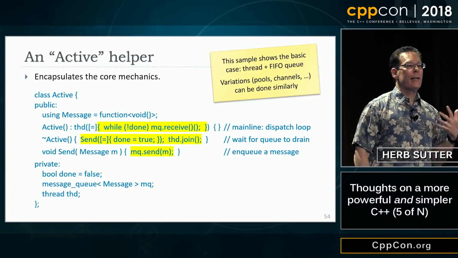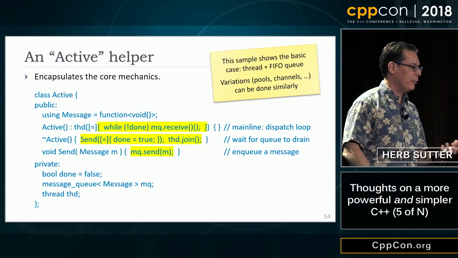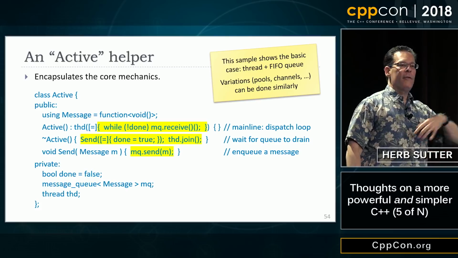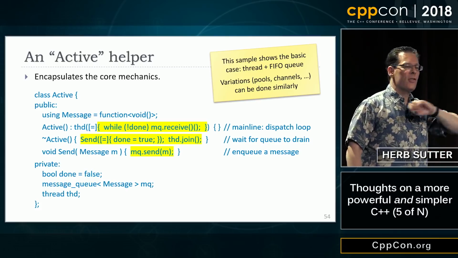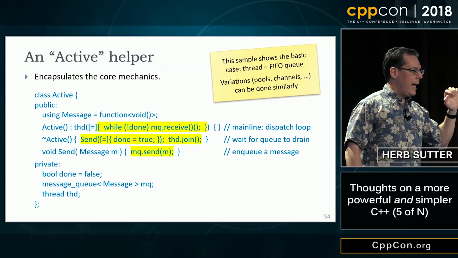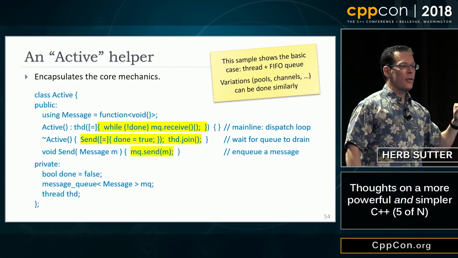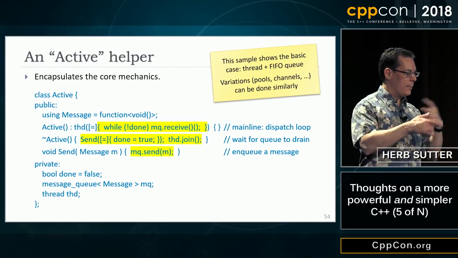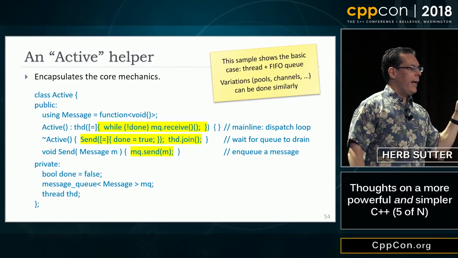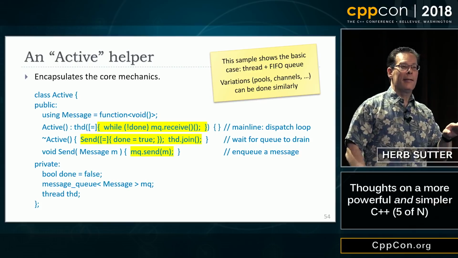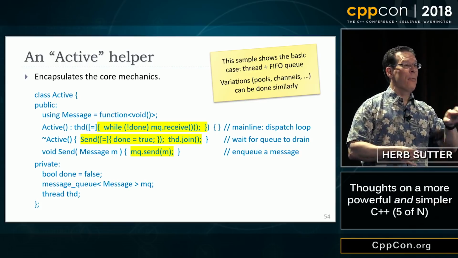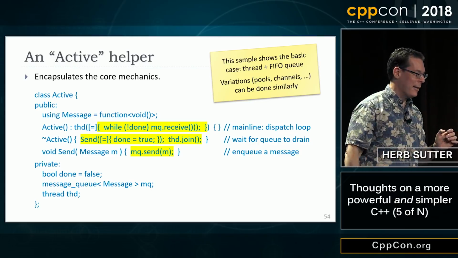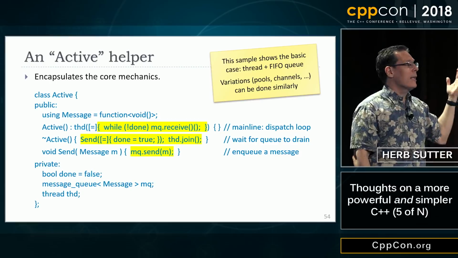So how do I write this pattern or make it easy for people to write it? Here's a helper class. So a message is just a function that takes and returns void, just something executable. My constructor starts the message queue, and it starts the message pump. While not done, mq receive paren, get the next message, and then notice paren, immediately invoke it. There's two sets of parens there. That's not a typo. And that's it. That's the message pump.